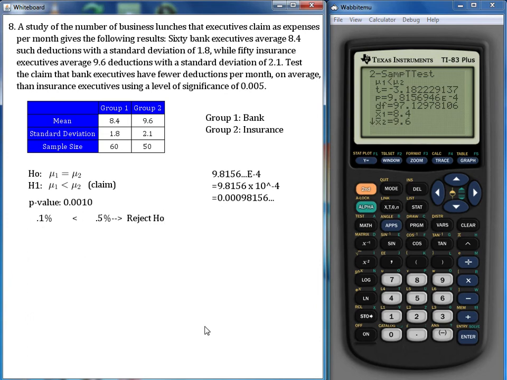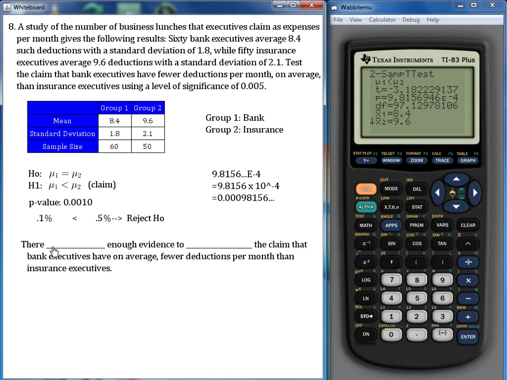So now it's just a matter of filling in this last sentence. So the first blank is either is or is not. Since in this case I rejected the null hypothesis, I'm going to put is. And the second blank is either going to be support or reject. And since my original claim is in the alternative hypothesis, I am trying to support it. So in this case, there is enough evidence to support the claim that bank executives have on average fewer deductions per month than insurance executives.